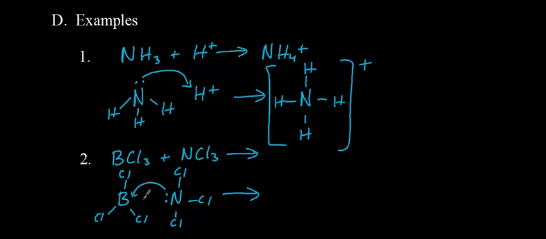So how do we write this in our answer? So let me show you again. Look at the electron pair. It's going to be used to make a covalent bond between nitrogen and boron. So we can write it like this.